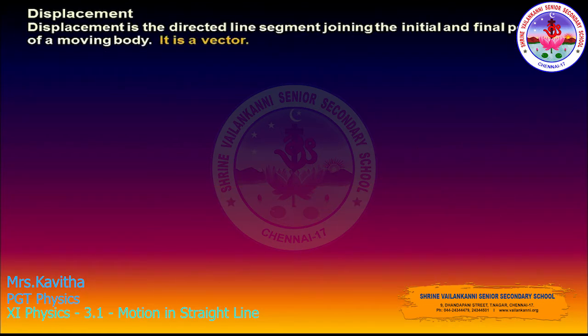So what is displacement? Displacement is the directed line segment joining the initial and the final positions. That means the shortest distance between the 2 points, where it started and where it ends. It is a vector quantity, so it has magnitude as well as direction.